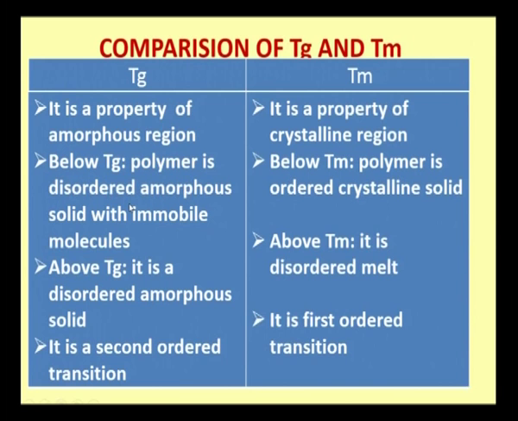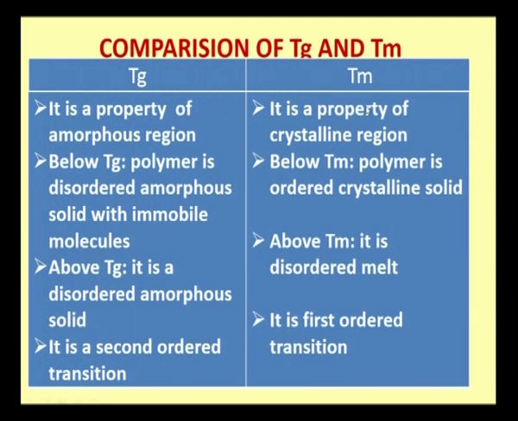Below the glass transition temperature, the polymer is a disordered, amorphous solid with some amount of immobile molecules present as the polymer chains. Below Tg, they are immobile in nature, whereas above Tg, it is the same polymer, a disordered, amorphous solid, which has slight mobility possible in the system.